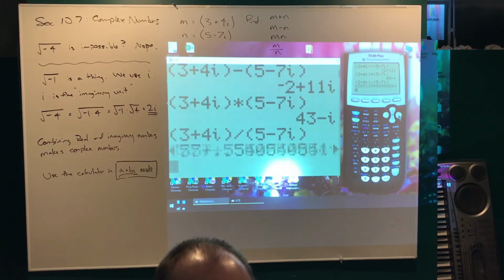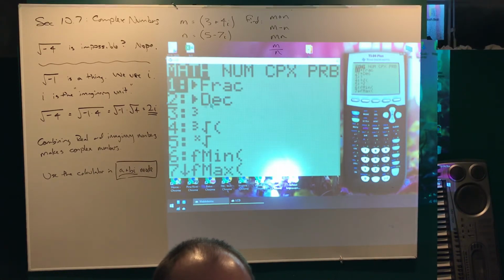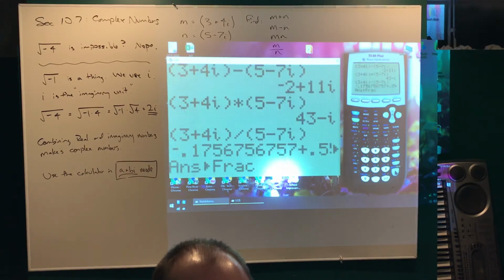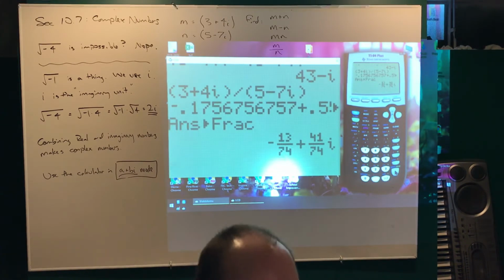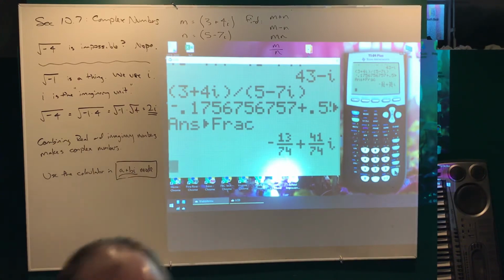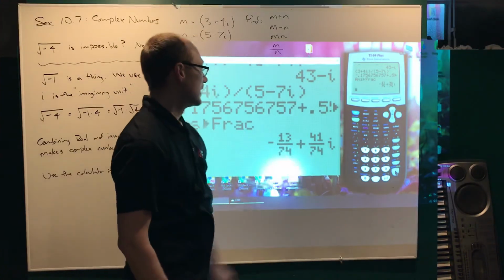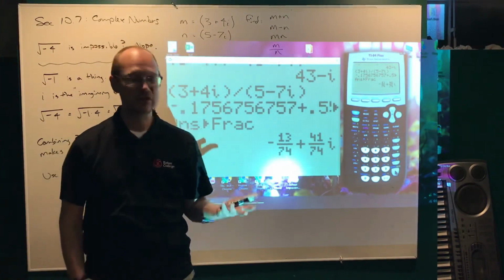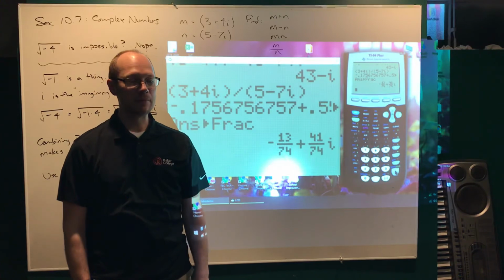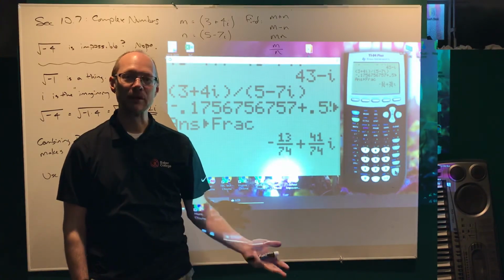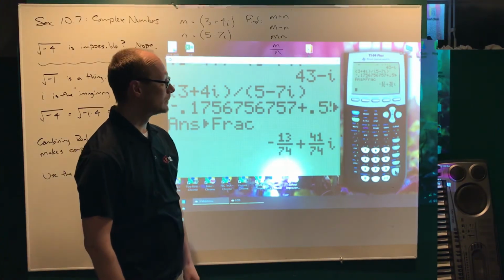Ugh, what in the world is that? You know what it is? When you get a crazy decimal, press the math button, and option number 1 is turn it to fraction. Press enter again. Look at that. Wow. Our answer is -13/74 plus the imaginary 41/74 i. So much of this stuff can be done on the calculator, which is a pretty amazing thing.